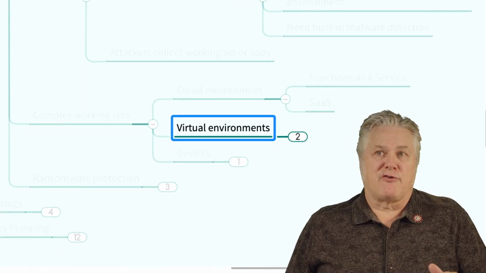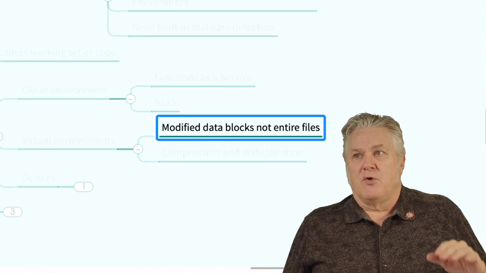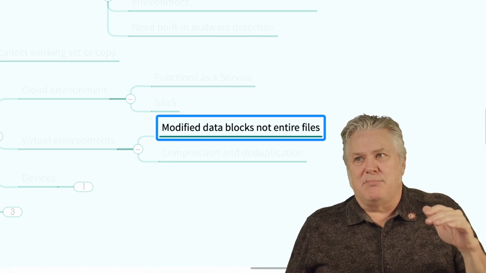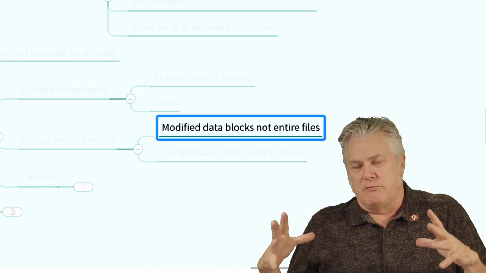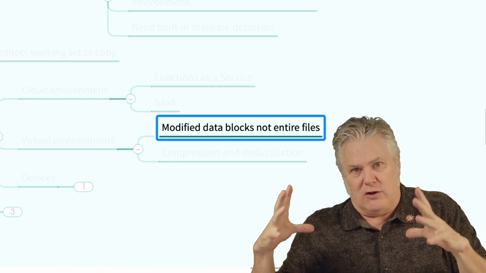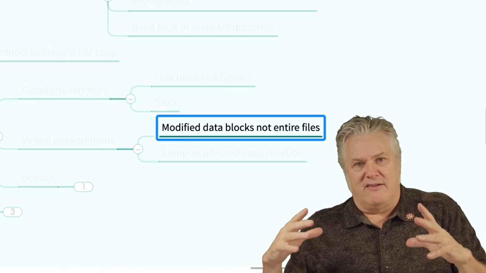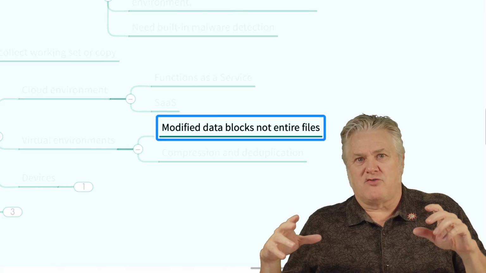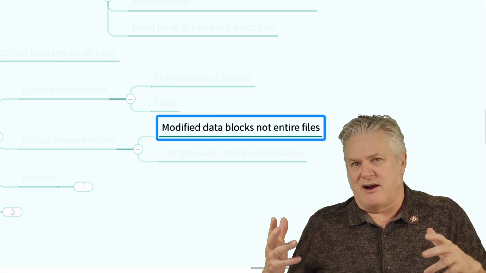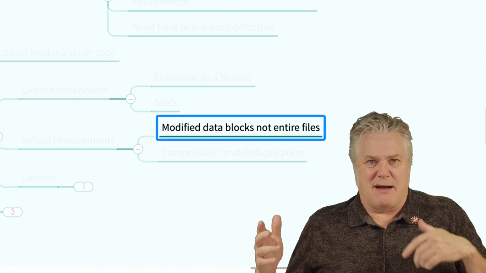Next is our virtual environments. We're going to modify data blocks and not entire files. Because remember, now this virtual machine is a file. It's a big file and it's composed of different parts inside of it. So we don't want to try and make a copy of the entire file every single time it changes, because the operating system is running.